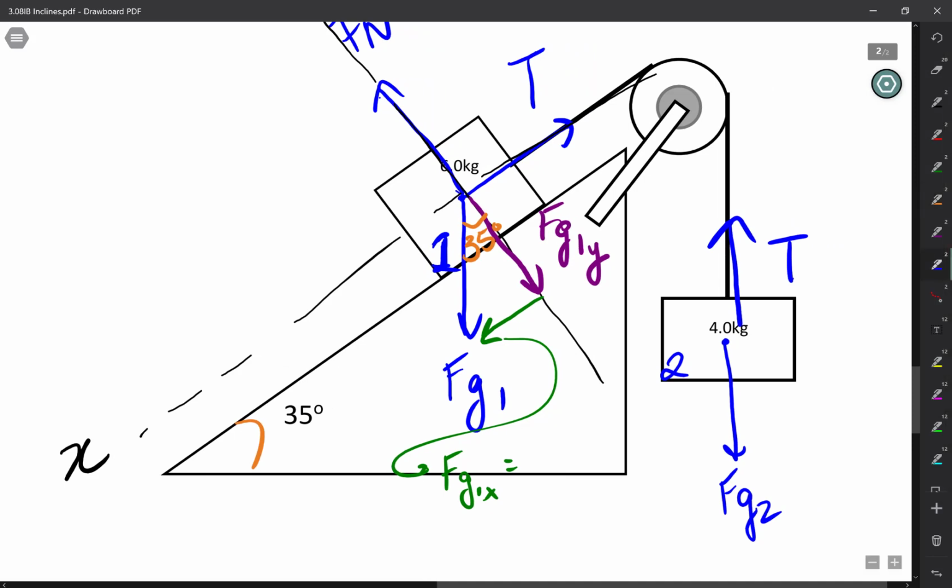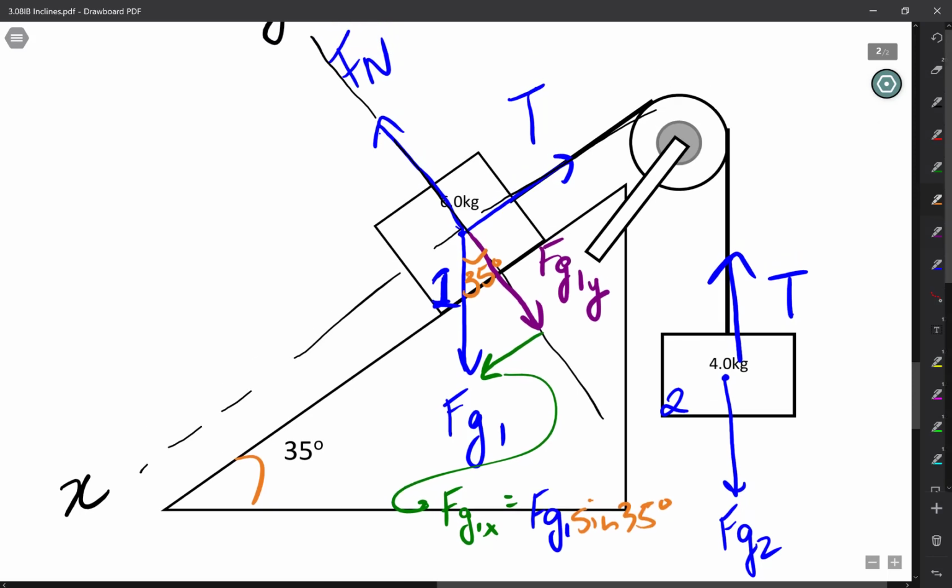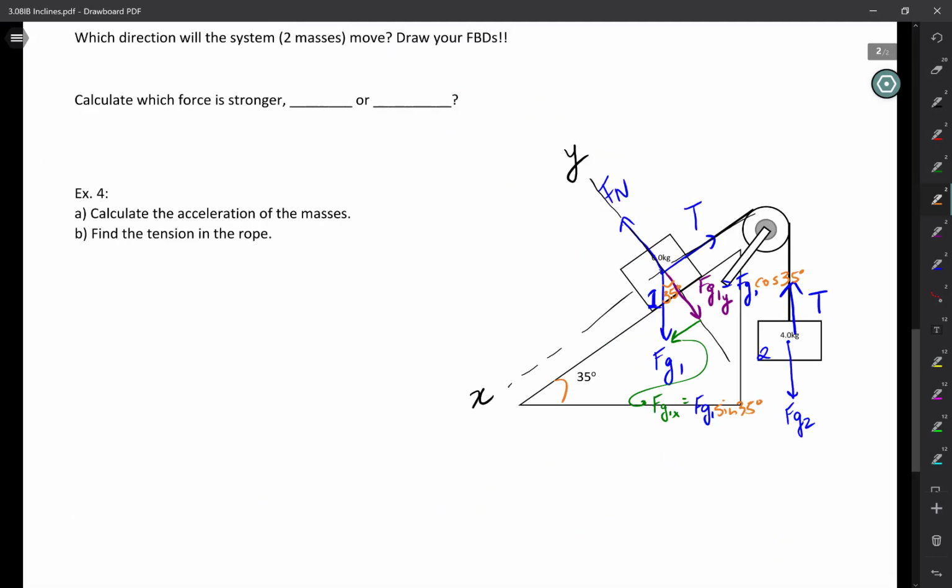Now, if we want to write our Fg1y and Fg1x into their expressions using Fg1, we can do that. Looking at Fg1x, it is the opposite side of 35 degrees. So this is Fg1 sine of 35 degrees. For Fg1y, this is equal to my Fg1, and because my Fg1y is the adjacent side, this one is cosine of 35 degrees. Now I have broken all of my forces into their components.